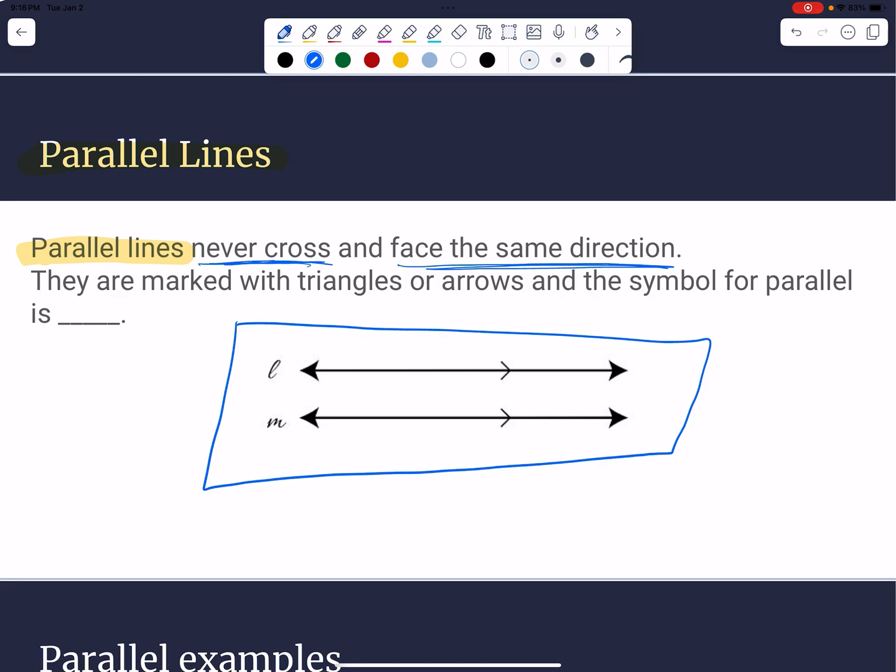So they're going to be marked with either triangles or arrows to show that they're parallel. So these little markings here show that these are parallel. Sometimes they might also be filled in as triangles. That also means that they're parallel. And the symbol for parallel looks like this. It just shows that they never ever cross and they're facing the same way. That little symbol means parallel.